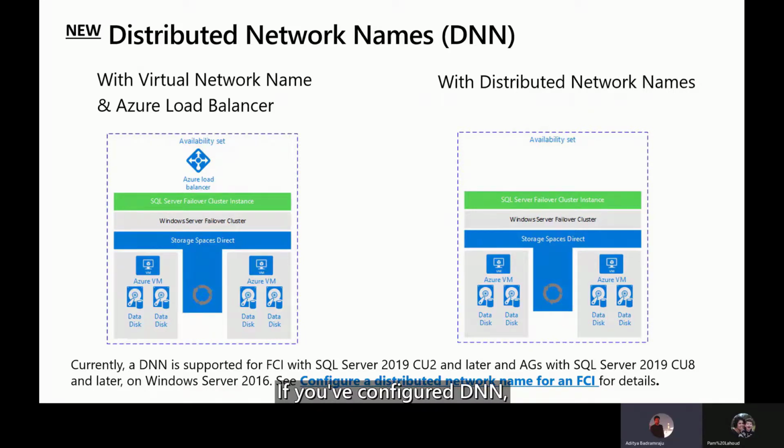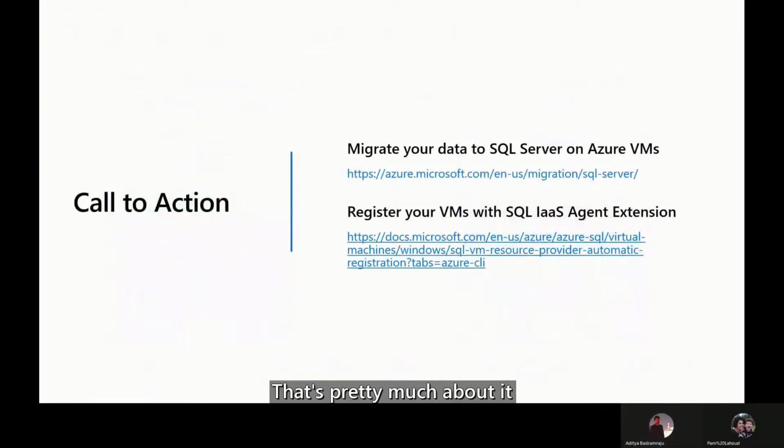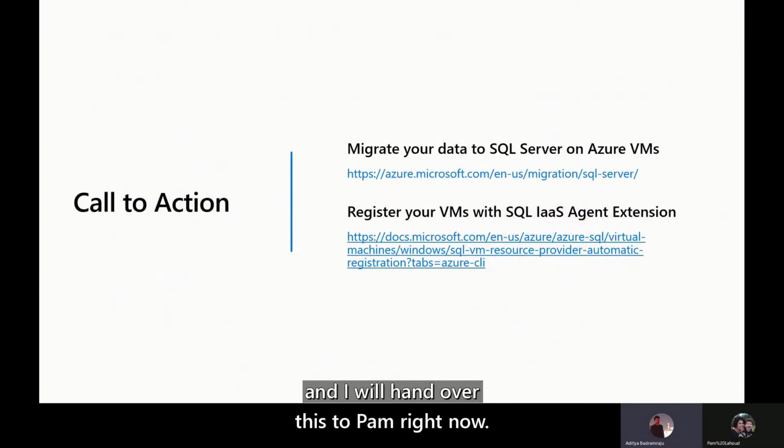If you configure DNN, it's pretty fast. It's a pretty good feature. You should really give it a try. But the only gotcha here is that it is available from SQL Server 2019 CU2 and above. So that's the latest version that has distributed network names. So that's pretty much about it, and I will hand this over to Pam right now.